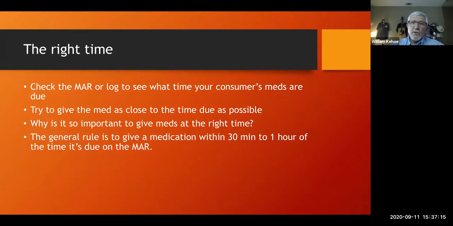So a general rule is to try and give the medication within 30 minutes to an hour on either side of the due time. Now, your facility might have a policy that talks about that, but the idea there is to try and get as close to the time when it's due as possible.